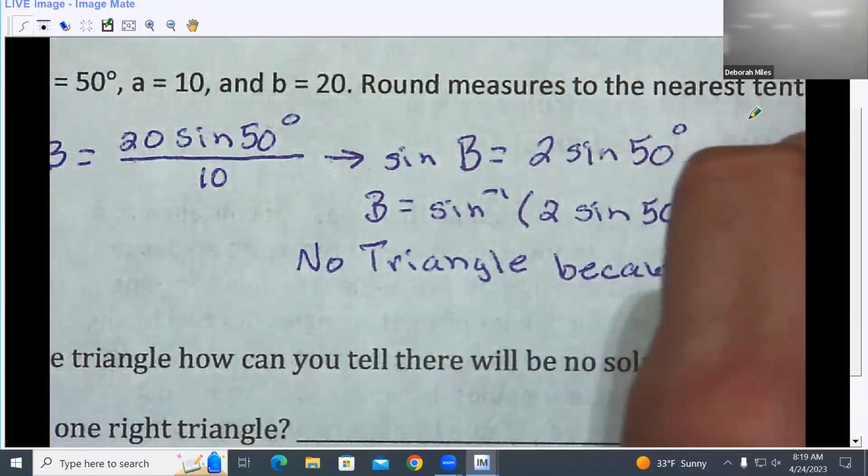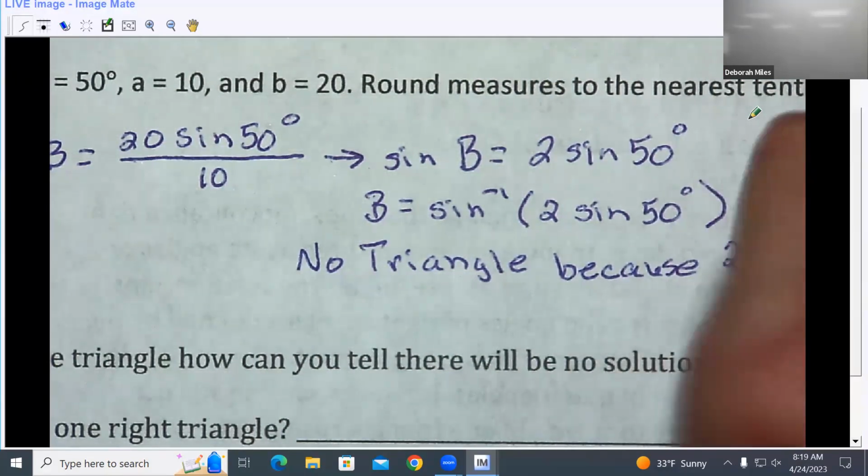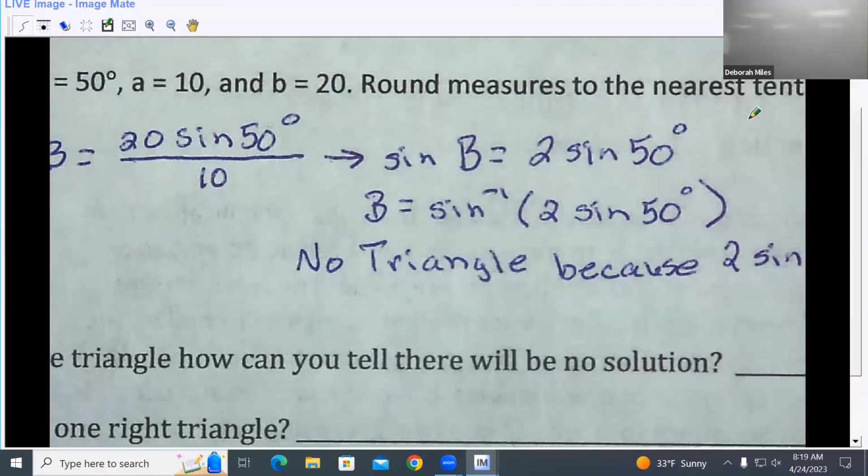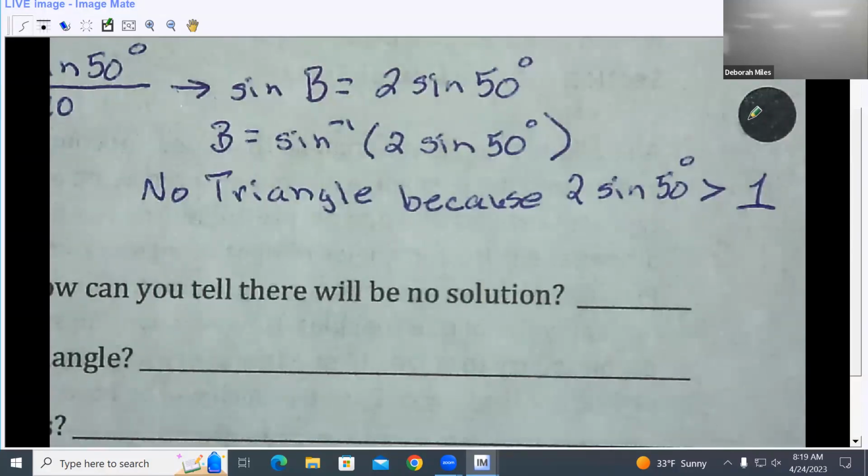because 2 sine 50 degrees is greater than 1. Which is exactly what domain error means. When you're using inverse sine, any number greater than 1 is not in the domain of inverse sine.